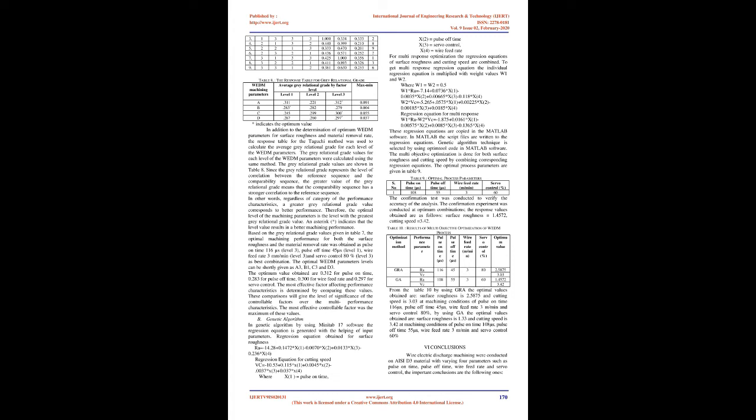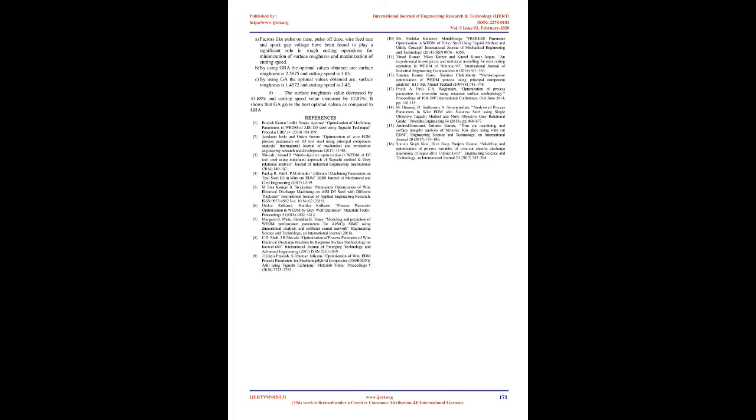B. Genetic algorithm. In genetic algorithm, by using Minitab 17 software, the regression equation is generated with the help of input parameters. Regression equation obtained for surface roughness. For multi-response optimization, the regression equations of surface roughness and cutting speed are combined. To get the multi-response regression equation, the individual regression equation is multiplied with weight values W1 and W2, where W1 equals W2 equals 0.5.